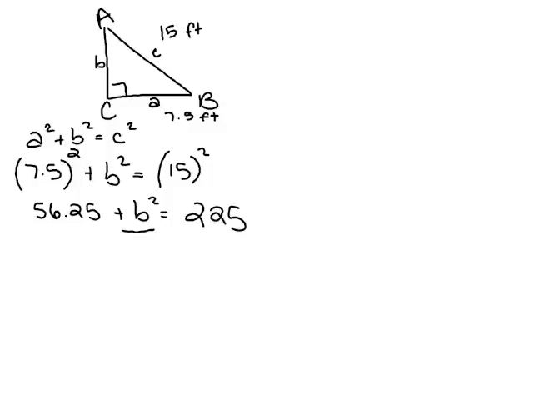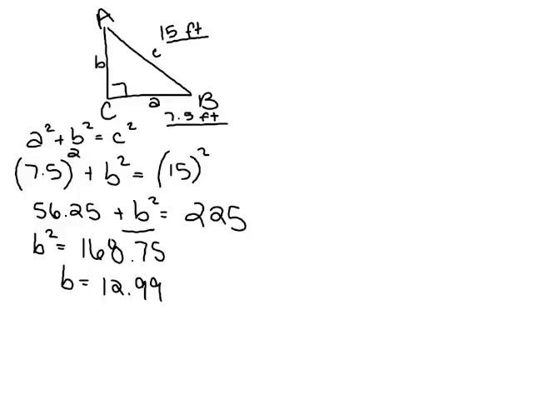Okay, I need to get the B squared alone, so I need to get rid of the 56.25 on this side of my equal sign. So B squared, minus 56.25 on both sides gives me 168.75. And then I take the square root of that. B equals 12.99. So let's check and make sure our hypotenuse is still the longest length. So 15 feet, 7.5 feet, 12.99, we'll round that up, 13 feet.